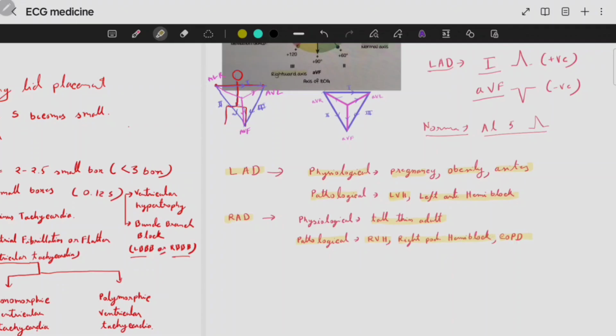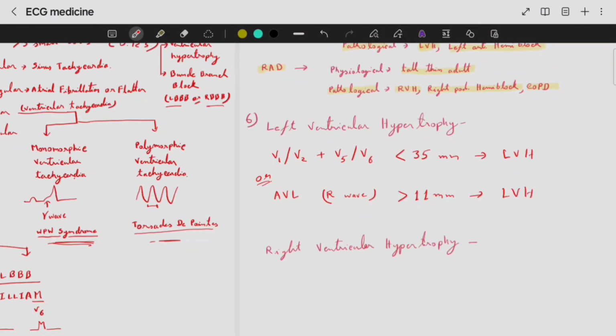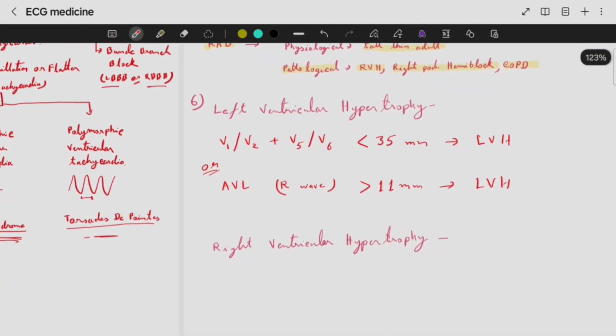After that, we see whether there is left ventricular hypertrophy or right ventricular hypertrophy. So to see whether left ventricular hypertrophy is present or not, you have to see lead V1 or V2, whichever is longer, okay, plus V5 and V6, okay.